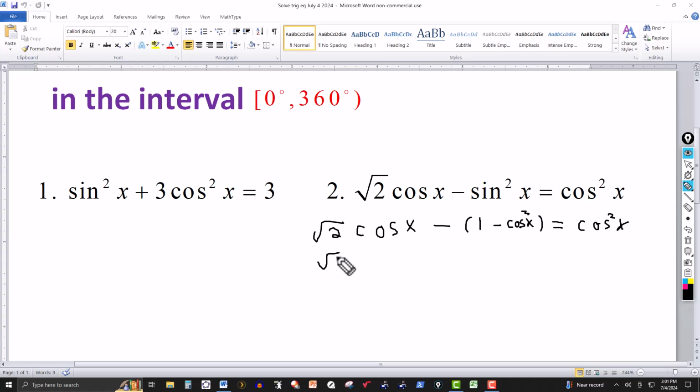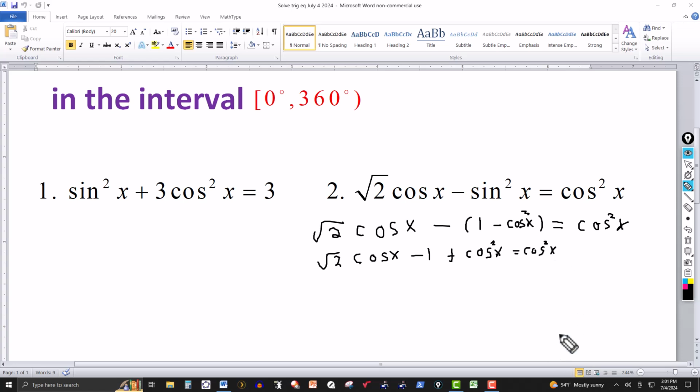Let's rewrite this then. I've got the square root of 2 cosine of x. Multiply through, distribute the negative here. This will be a minus 1 plus cosine squared of x. And that's equal to cosine squared of x. So now I have everything in terms of cosine. Again, could have done it in terms of sine. Still would have worked out.